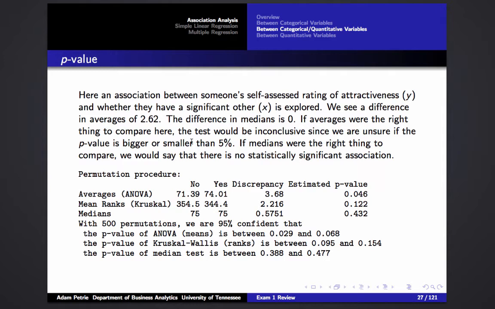So when we run the command associate, we're presented with the averages for each level of x here.